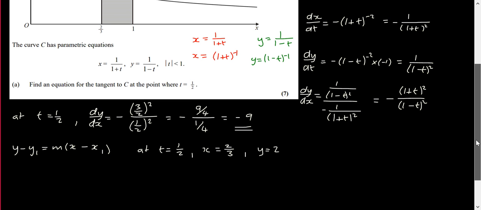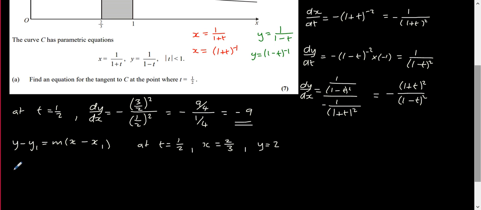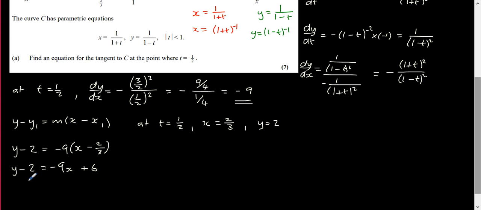So now we have all the elements in place, we can just substitute our values. So y minus 2 equals minus 9 brackets x minus 2/3. And then we can expand and simplify. y minus 2 equals minus 9x plus 6. And we just get y equals minus 9x plus 6 plus 2, which is plus 8. And that's our equation of a tangent.